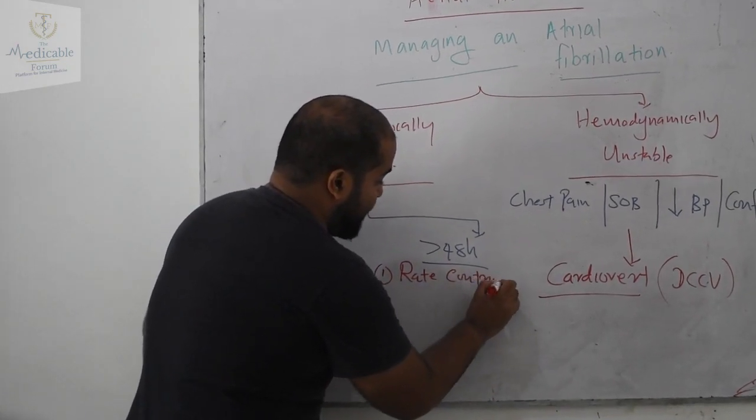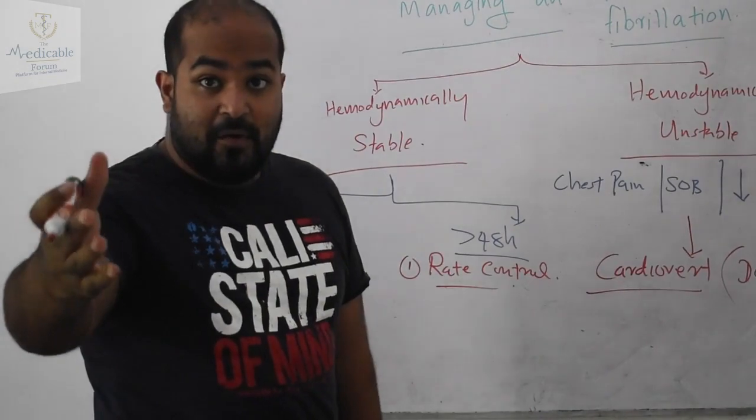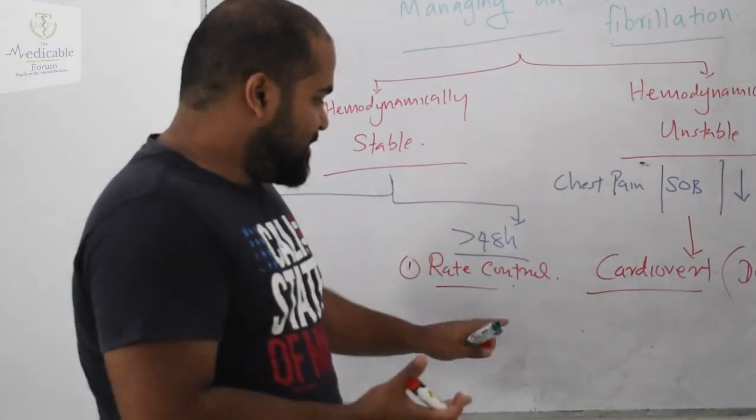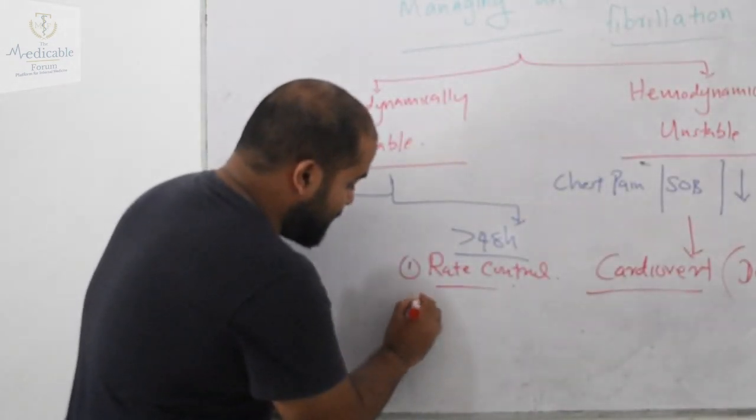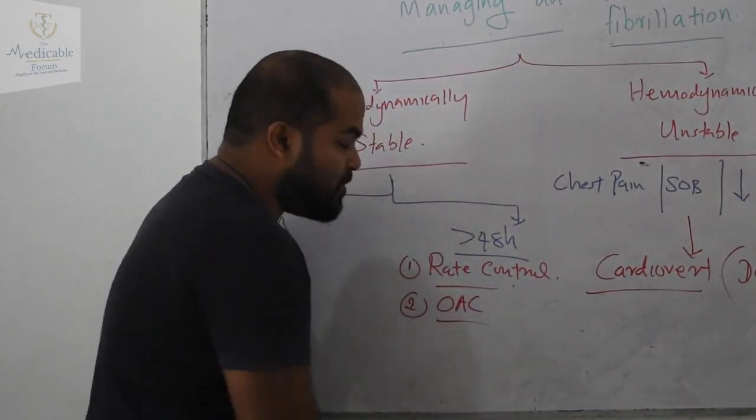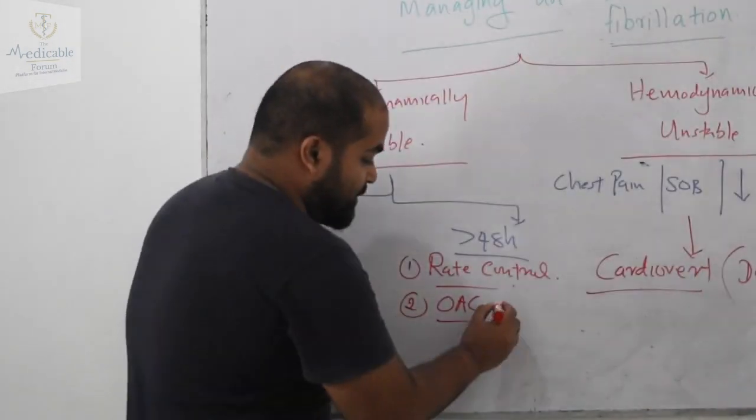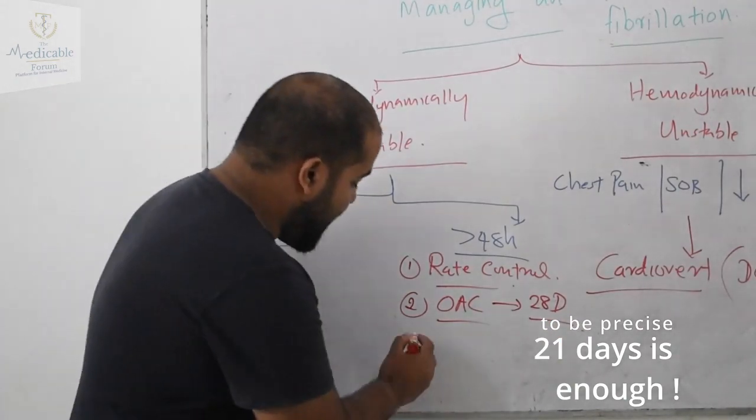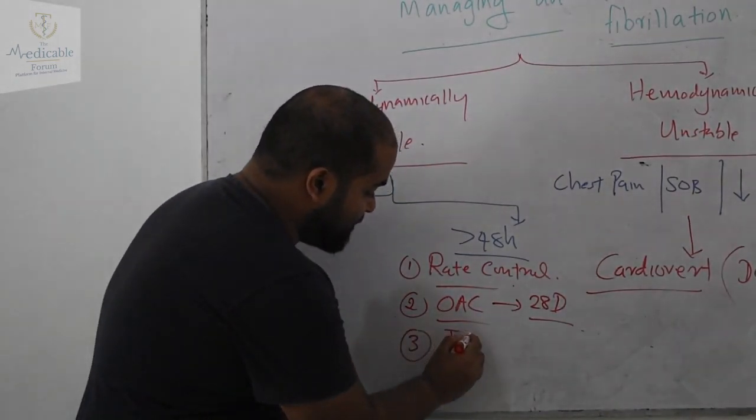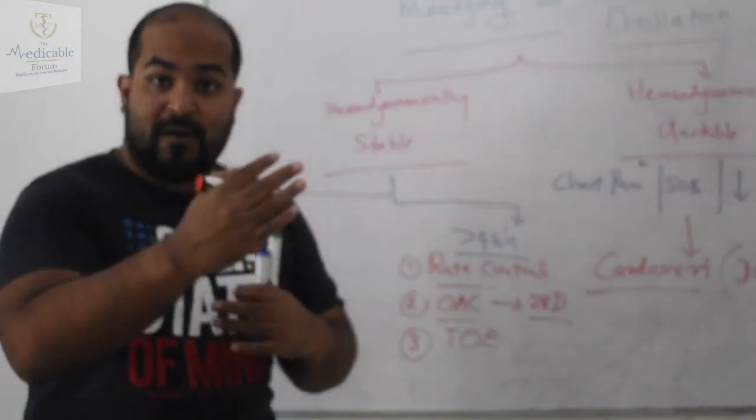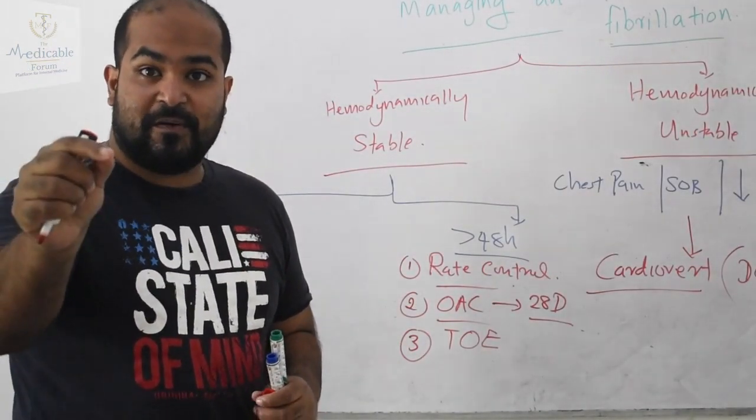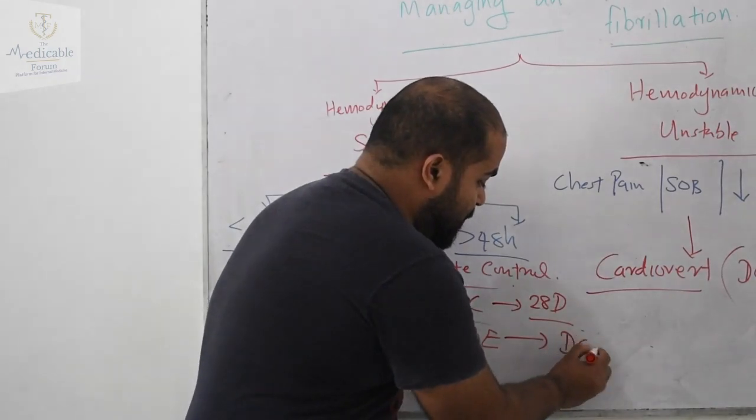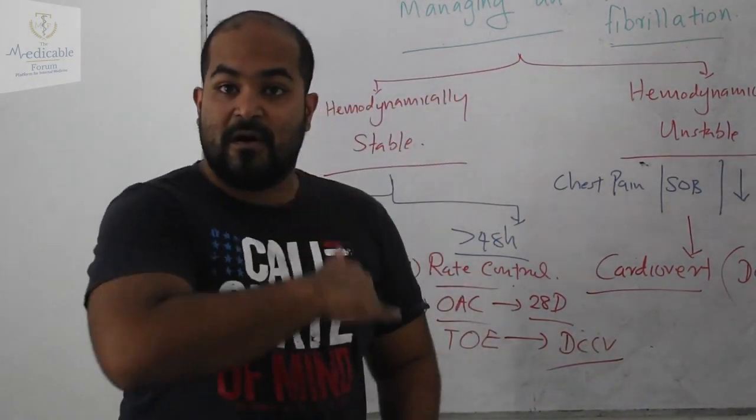First is rate control. You control the rate. I will talk to you about how we control the rate, but this is the theory we have to keep in our head. First you control the rate. Then you give anticoagulation. For how long? For 28 days, for a month. And after that, you do a transesophageal echo. You exclude the possibility of left atrial thrombus, and if there is no thrombus, then you go for DC cardioversion, the rhythm conversion.